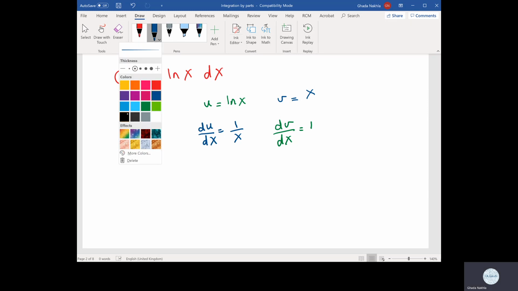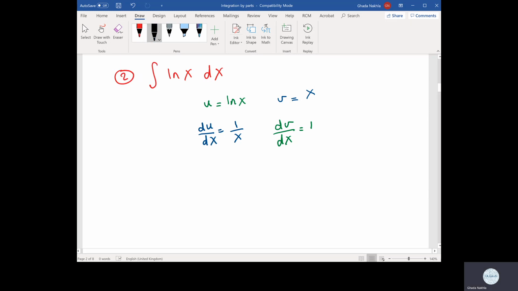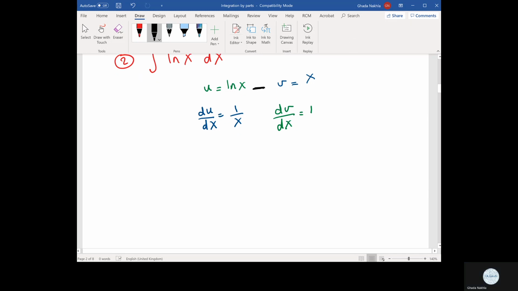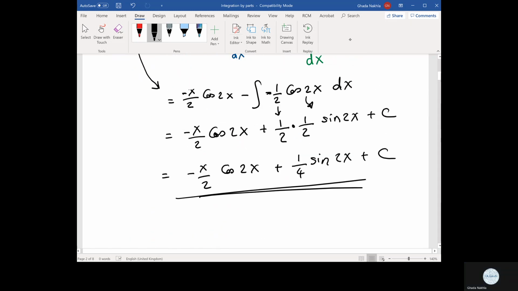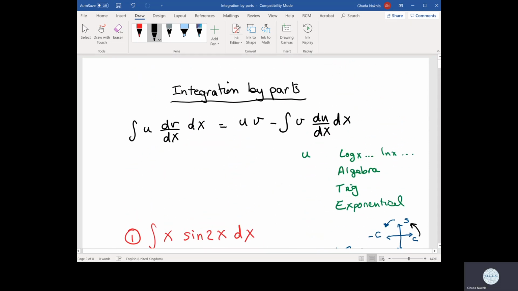Now, let's finish it off by applying the rule. So it's u times v, so x ln of x, minus the integration of v du by dx, so x times 1 over x dx. V multiplied by du by dx. I'm applying the rule, and the rule is in the formula book. You don't need to memorize it.